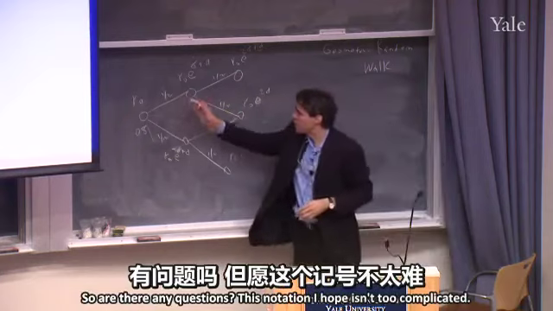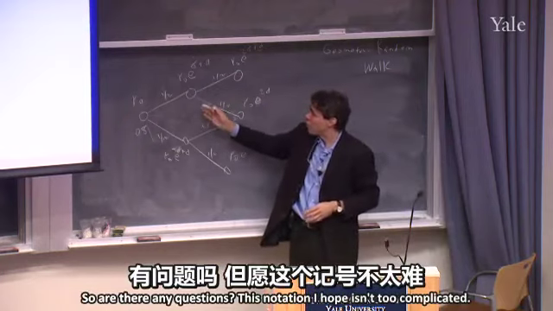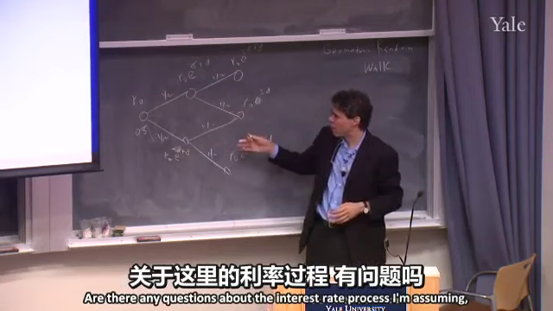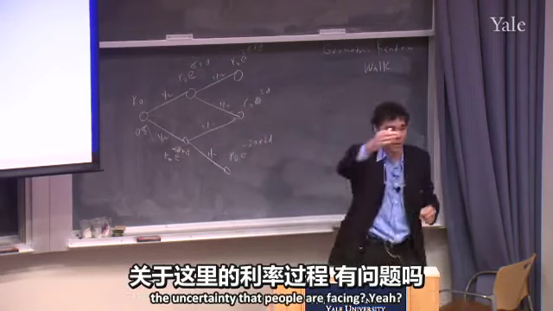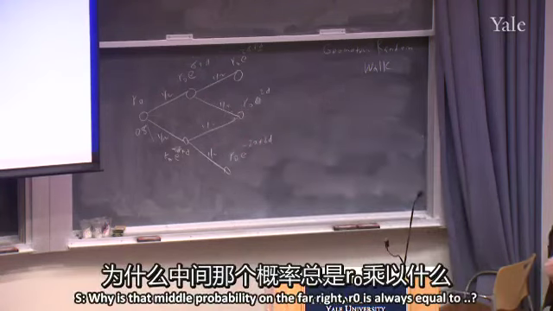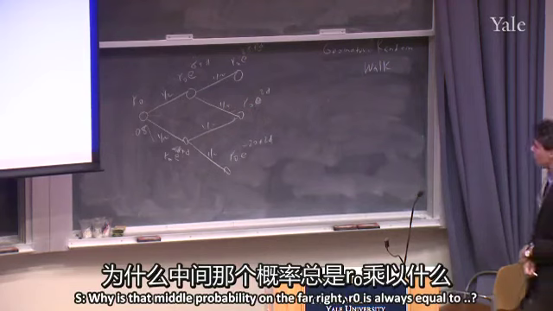Okay, so are there any questions? This notation, I hope, isn't too complicated. Are there any questions about the interest rate process, the uncertainty that people are facing? Yeah. Why is that middle probability on the far right?